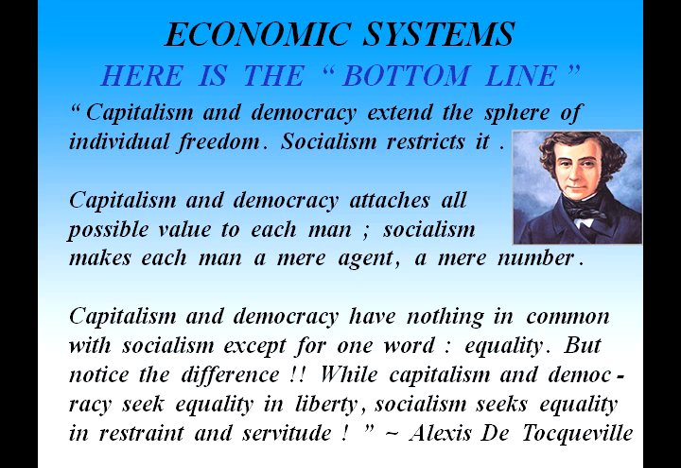Capitalism and democracy extend the sphere of individual freedom. Socialism, says de Tocqueville, restricts it. Capitalism and democracy attach all possible value to each man. Socialism makes each man a mere agent, a mere number.